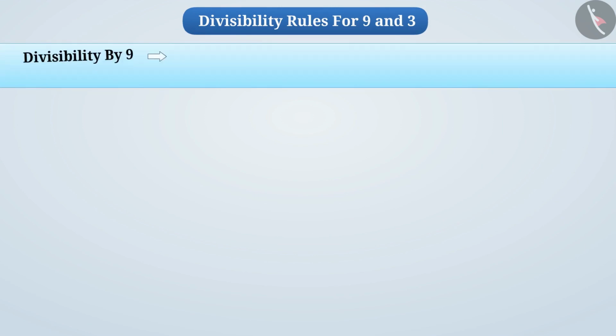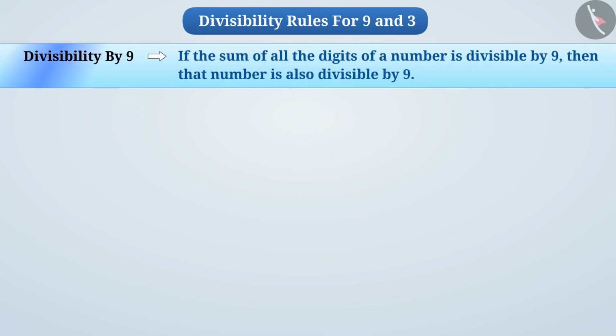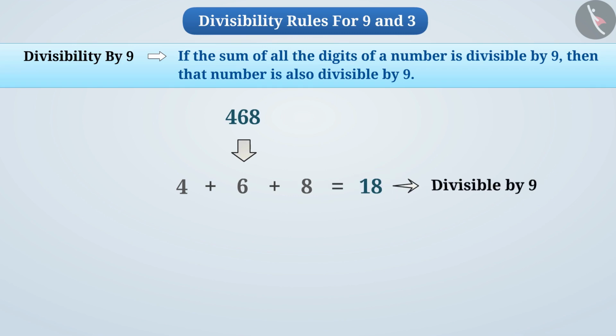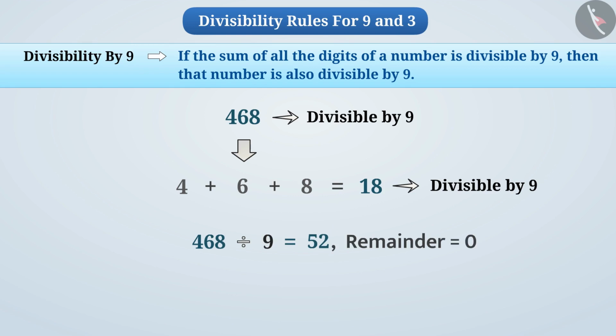Similarly, the rule for divisibility by 9 tells us that if the sum of all the digits of a number is divisible by 9, then that number is also divisible by 9. For example, the sum of digits 4, 6 and 8 in the number 468 is 18, and 18 is divisible by 9. So, 468 is also divisible by 9. To verify this, we divide 468 by 9. We find that by division, we get quotient 52 and remainder 0. Since the remainder is 0, we can say that 468 is divisible by 9.